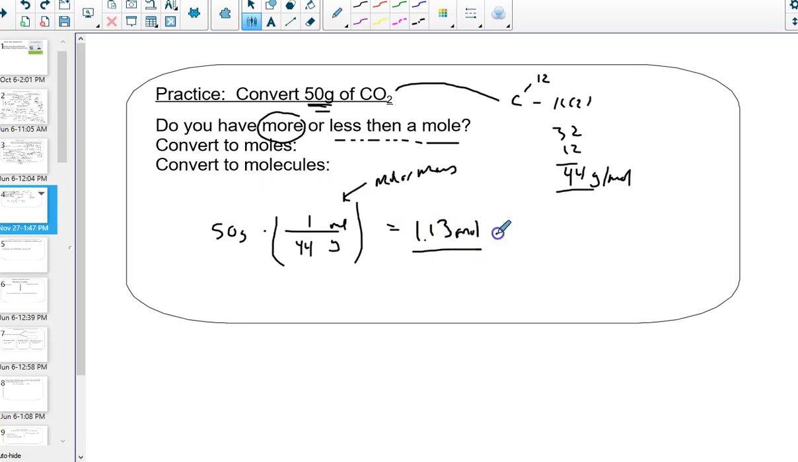Convert to molecules. Dot line. Get rid of moles and go to molecules. All these problems should be stopped and trying these things. 1 mole, 6.022 e to the 23rd. And I will just do it quickly here. 6.022 times 1.13, and I get 6.8. 6.8, and the exponent is going to stay the same, e to the 23rd.